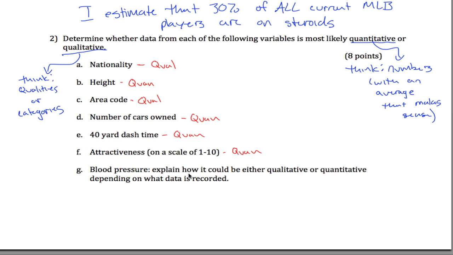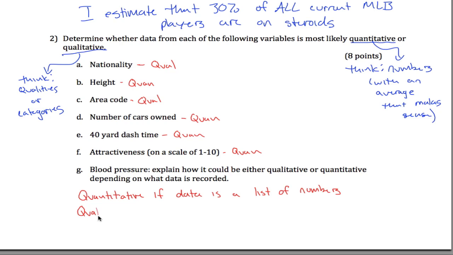Last one here, blood pressure. Explain how it could be either one. All right, so I would say quantitative if the data is a list of numbers. Like your blood pressure is 161, mine is 158. I don't know if those are high or normal or whatever, but if it's just a bunch of numbers, we could take the average. We could say the average blood pressure in our sample is 122 or whatever.